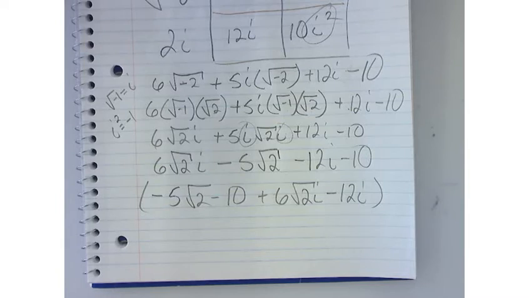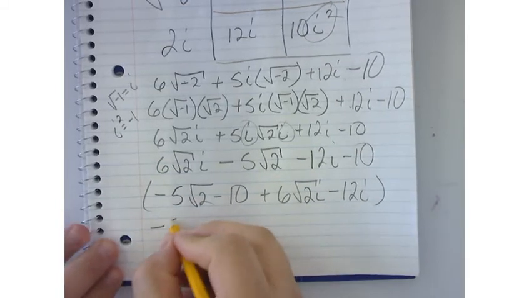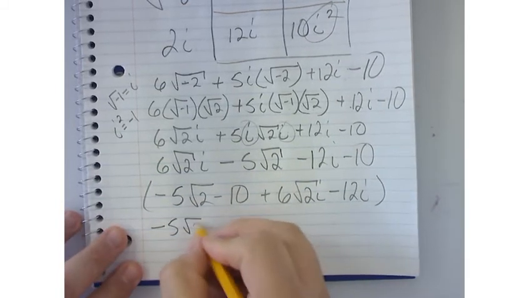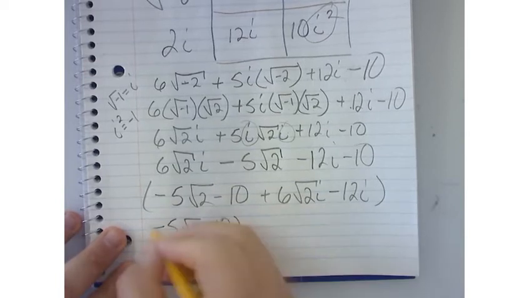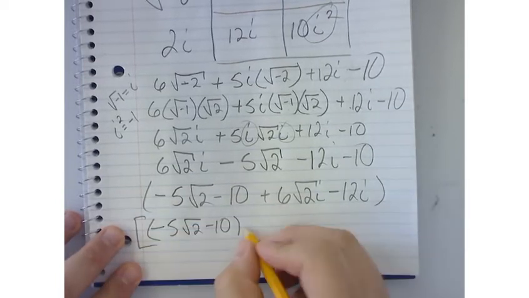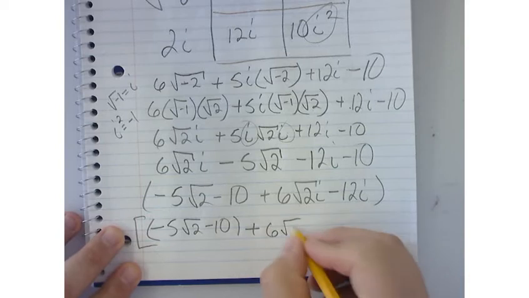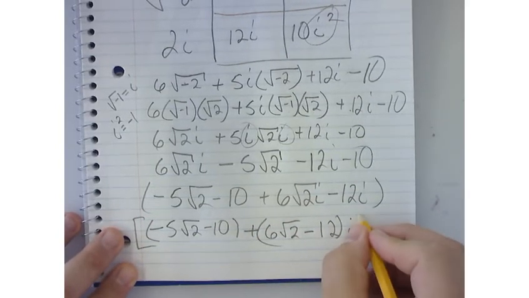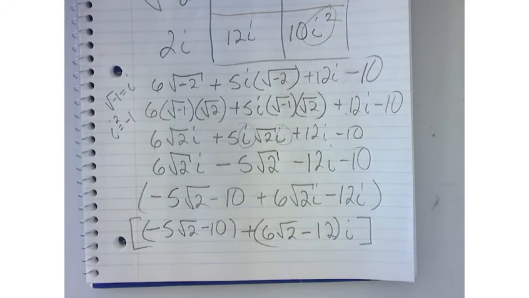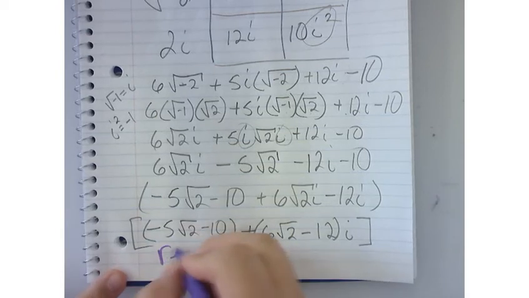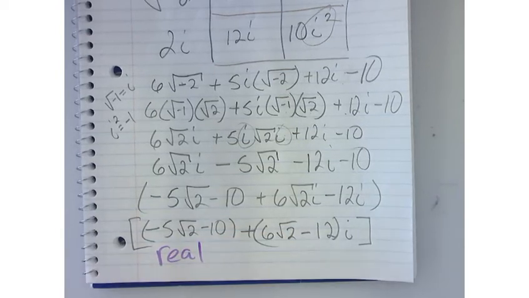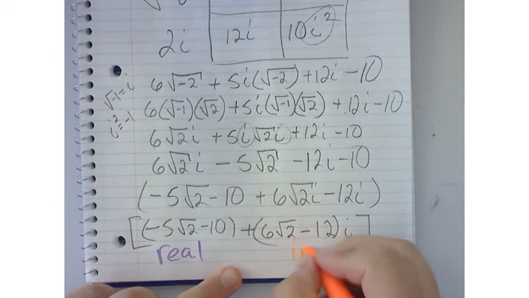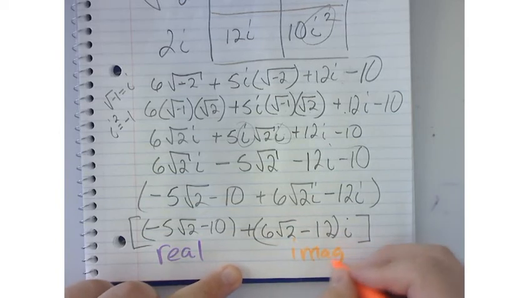but I don't know. The only thing I can think of is maybe you factor out this. So you might say negative 5 square root of 2 minus 10. That's your real number. And then over here you would say plus 6 the square root of 2 minus 12 times i. You might do it like that, where this is the real component and this is the imaginary. And the whole thing together is the complex number.